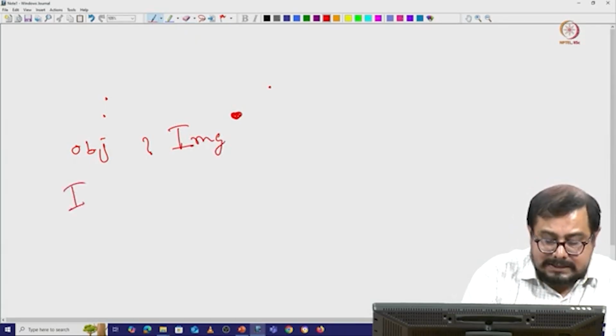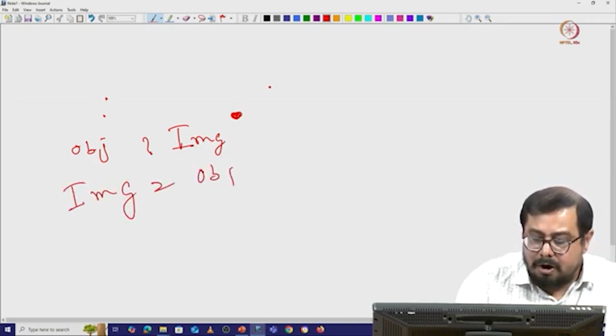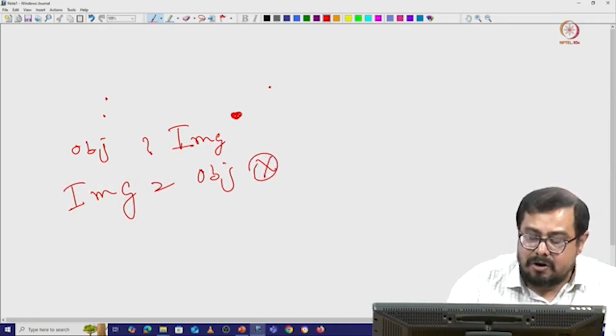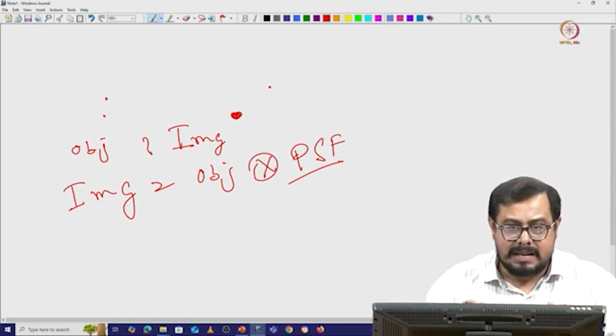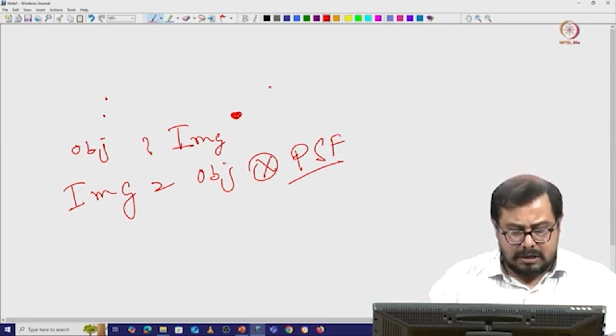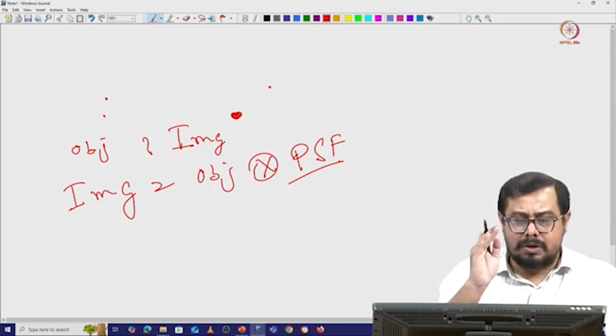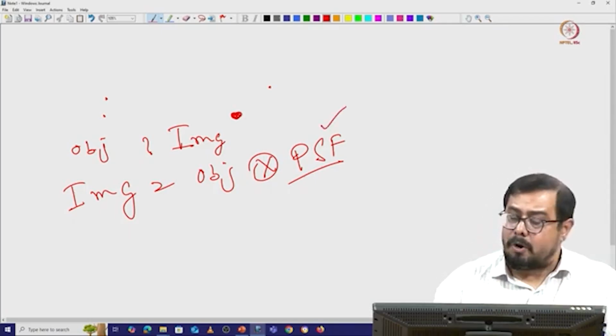So we always say that image equals object convolved with the point spread function. The point spread function is a blurring effect that blurs the actual object, so we cannot get the perfect object. That is called the point spread function.